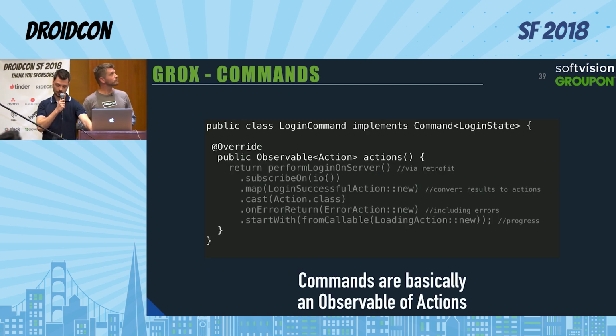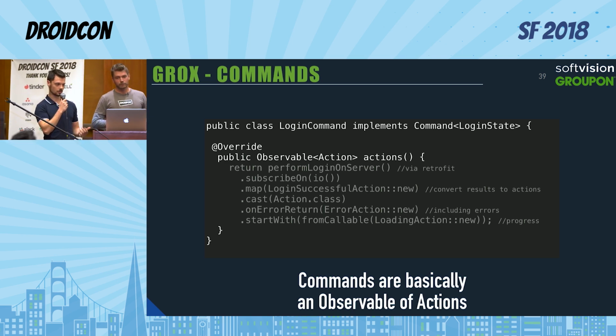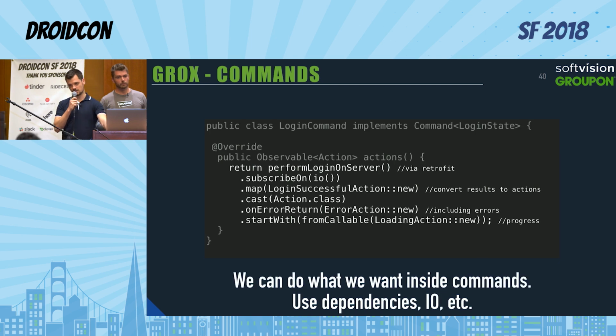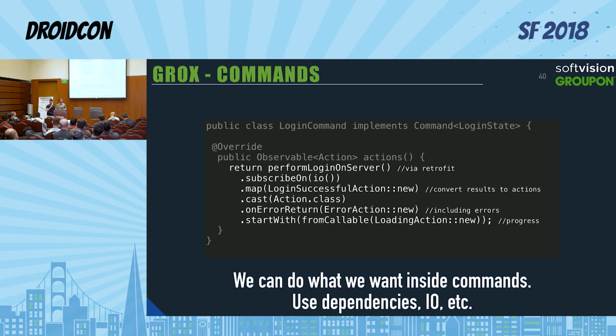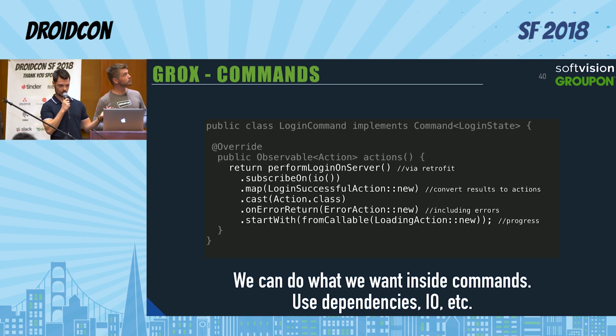So you create a command by implementing the command interface, and you override the actions method that will produce an observable of actions. So commands produce observables of actions. Now you can do what you want inside the commands, usually long-running operations like network requests, fetching something from the database, accessing the file system, or even long computations. Right here in our example, we perform a login on server. Here you could use a repository or whatever. We can switch the thread. These commands can run on any thread.